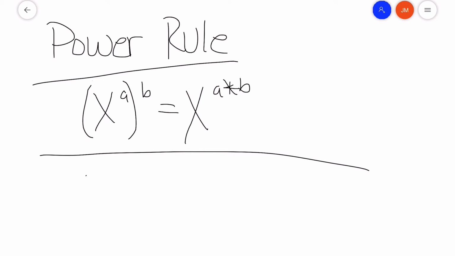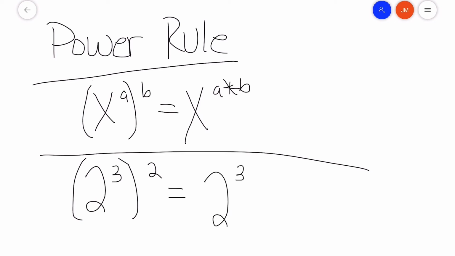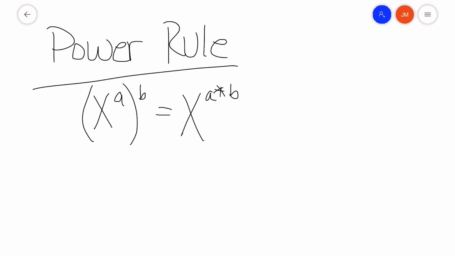So first we have 2 raised to the 3rd power, raised to the 2nd power. This simplifies to 2 raised to the 3 times 2. And this is 2 raised to the 6th power. Let's do one more example. So this time we have 2x to the 3rd, all raised to the 4th power.